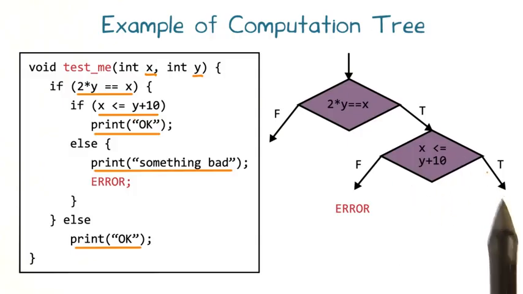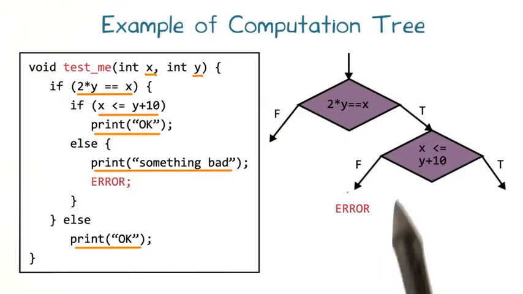If this test succeeds, then the program exits normally. If the test fails, then the program throws an error, which we symbolize by marking the left edge of the corresponding node by error.